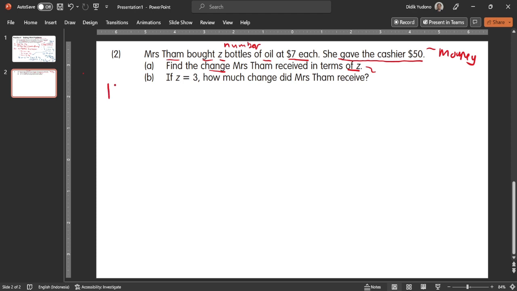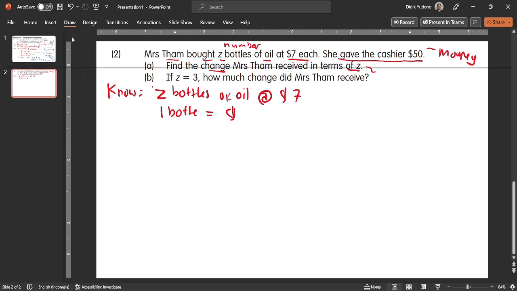So first we have to identify the information. Mrs. Tom bought Z bottles of oil, where one bottle costs $7. One bottle equals $7. Okay, and the money she gave is $50.